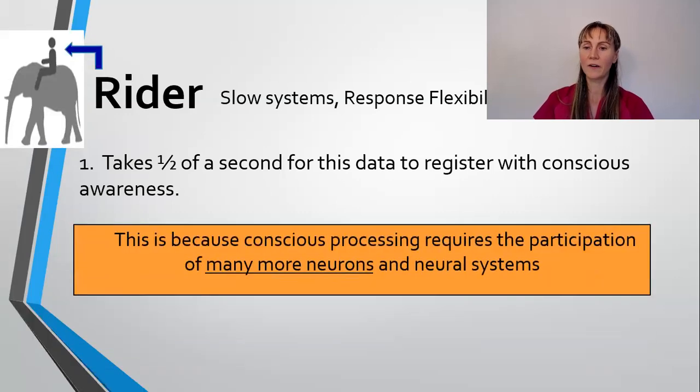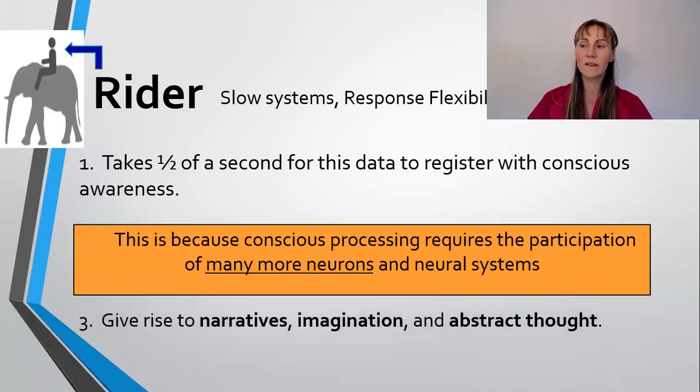So this is the rider. And this is, again, that slow system. When you saw my other video, it takes at least a half second to go online. And probably the most important slide in this whole presentation is this number 3, gives rise to narratives, imagination, and abstract thought, because those are the tools that we use to unlock the elephant kind of taking over our daily actions, thinking creatively, helping come up with a resource.